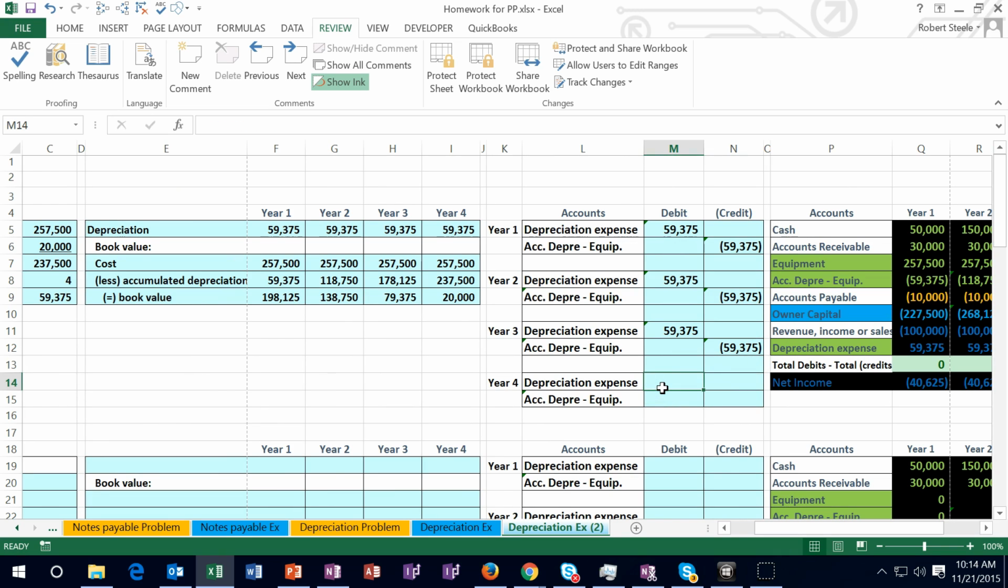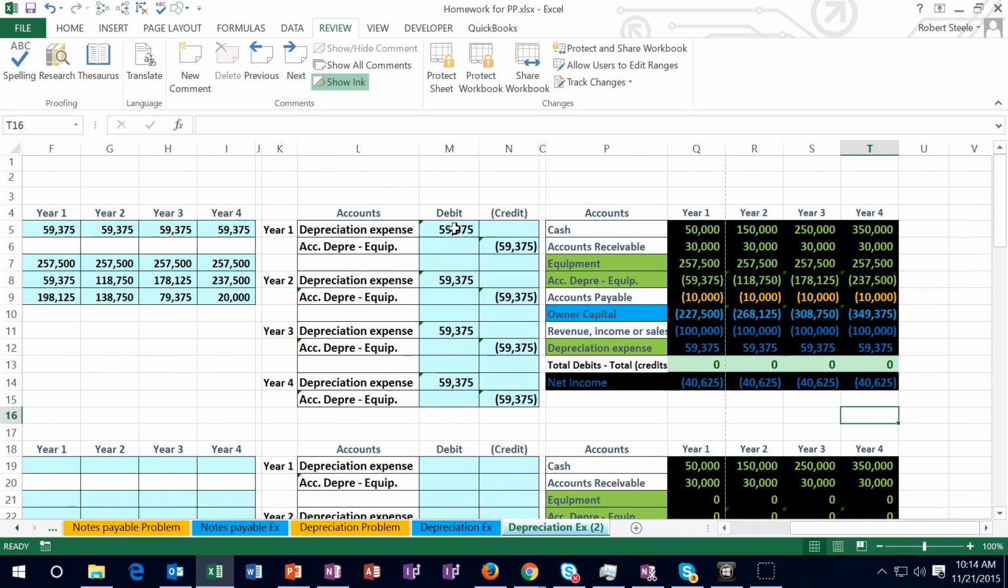I'm going to go down here to M14 and equals the depreciation debit once again for year 4, credit the same amount, and see what happens over here to our year 4 trial balance. We can see that once again we have the same amount of the 100 minus the 59,375. The income minus that expense would have the same exact effect over the 4-year period if that was the only factor of the expenses and the revenue stayed constant. And then our book value, the equipment's still on the books for the 257.5 debit. Then we have our contra asset of 237.5 credit for accumulated depreciation, book value 20,000.